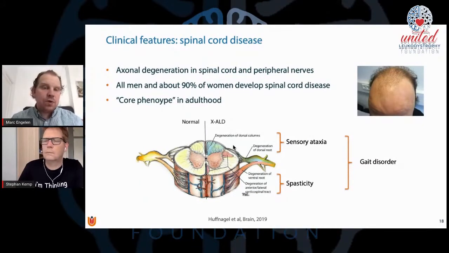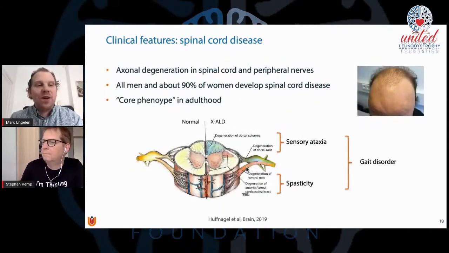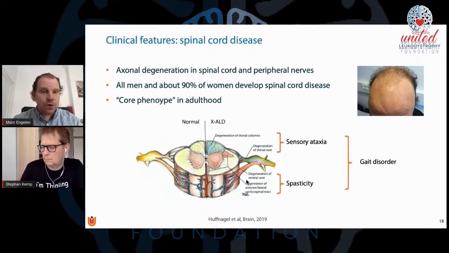But also the motor tracts are affected. Those are the tracts that are colored red in this picture. And these control the contraction of the muscles. And if these tracts are affected, the muscles become stiff and unresponsive and weak, a phenomenon we call spasticity. And this combination, the sensory ataxia and the spasticity affecting the legs, causes a gait disorder. And this is the core symptomatology that virtually all men and women will eventually develop.